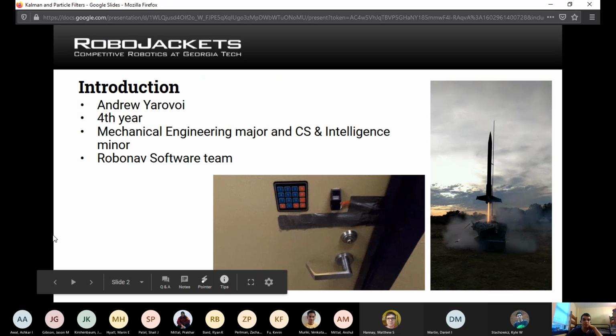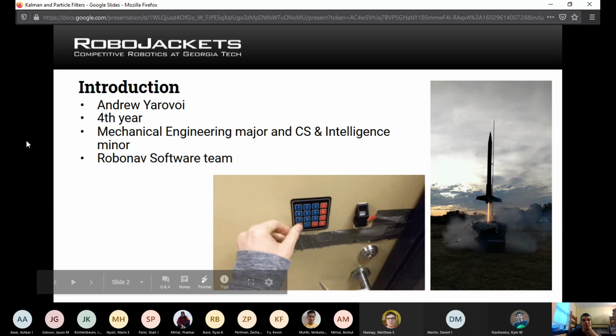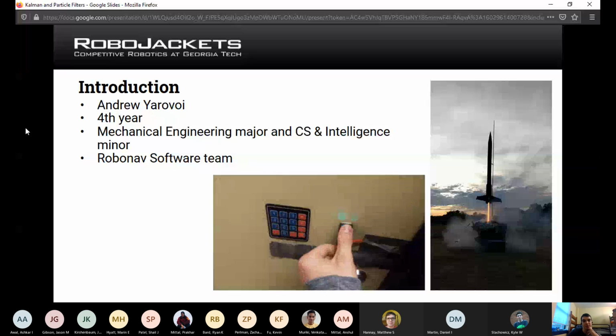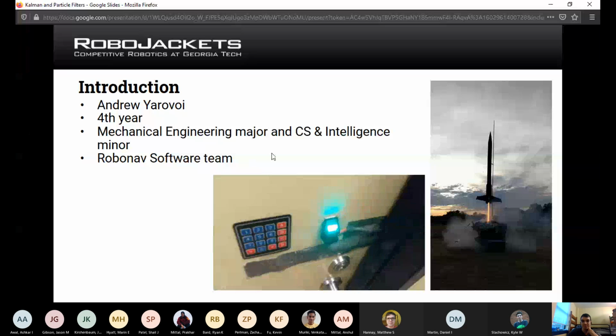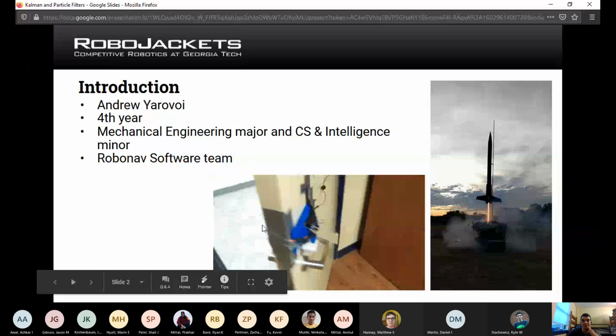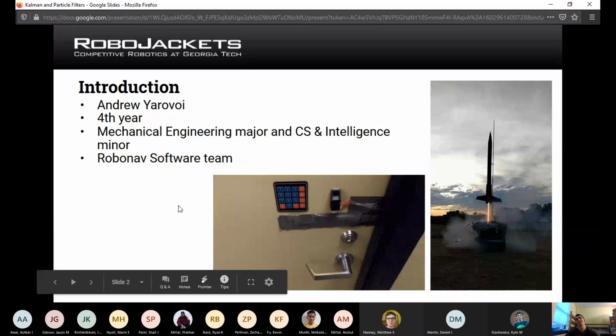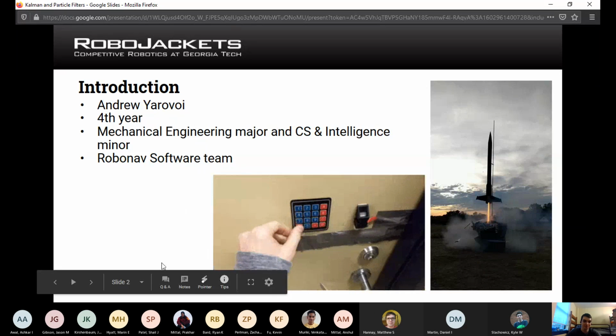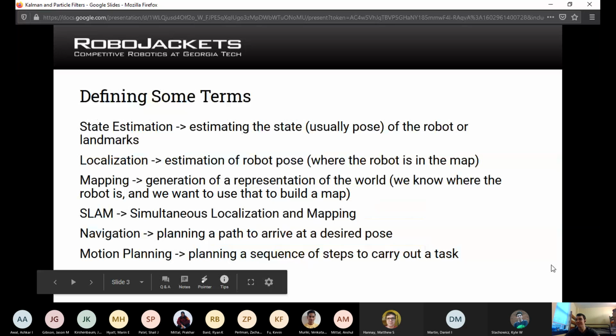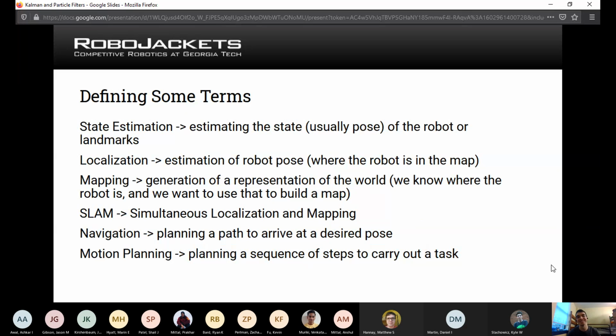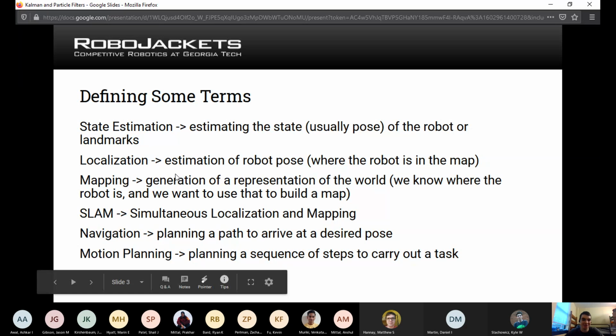So, yeah, again, I'm Andrew Yaraboy, fourth year mechanical major, CS and intelligence minor. I'm in the RoboNav software team, and this is me doing model rocketry and also making a door lock for my dorm freshman year that used a fingerprint scanner. I don't know, just random stuff. That's a good idea. Yeah, it worked. It was pretty good actually until the last week where we had to take off the lock, and both my roommate and I completely forgot that we should bring keys like 4 times in a row because we were so used to not bringing our key to our dorm. So it was a good idea, but yeah, it has its drawbacks.